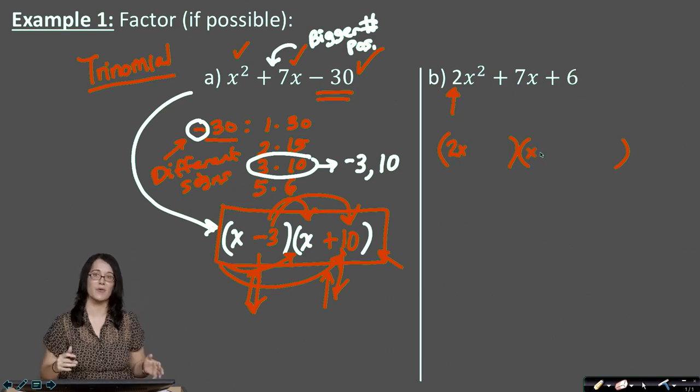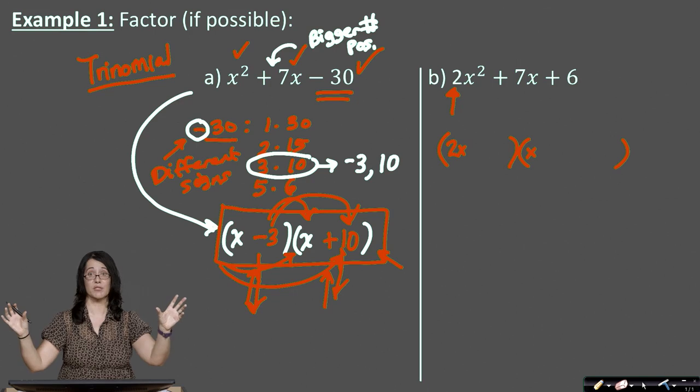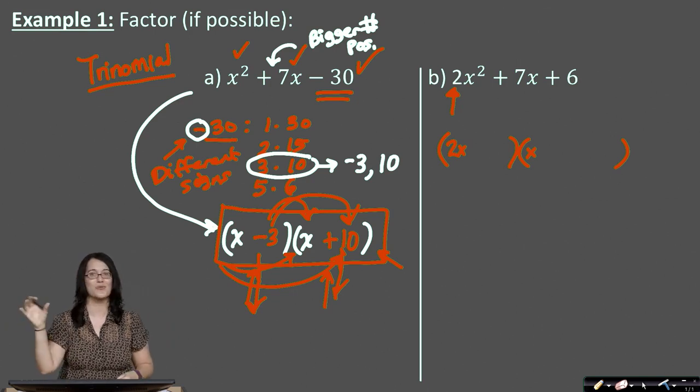Now, we're kind of in luck because 2 is still a prime number. That means the only factors it has are 1 and itself. So it's a prime number, which means the only possibilities are 2x and x, like there are no others. But imagine with me if that was a 6x squared. Yeah, you could have a 6x and an x, that's one option. What's another option? You got it, 2x and 3x.